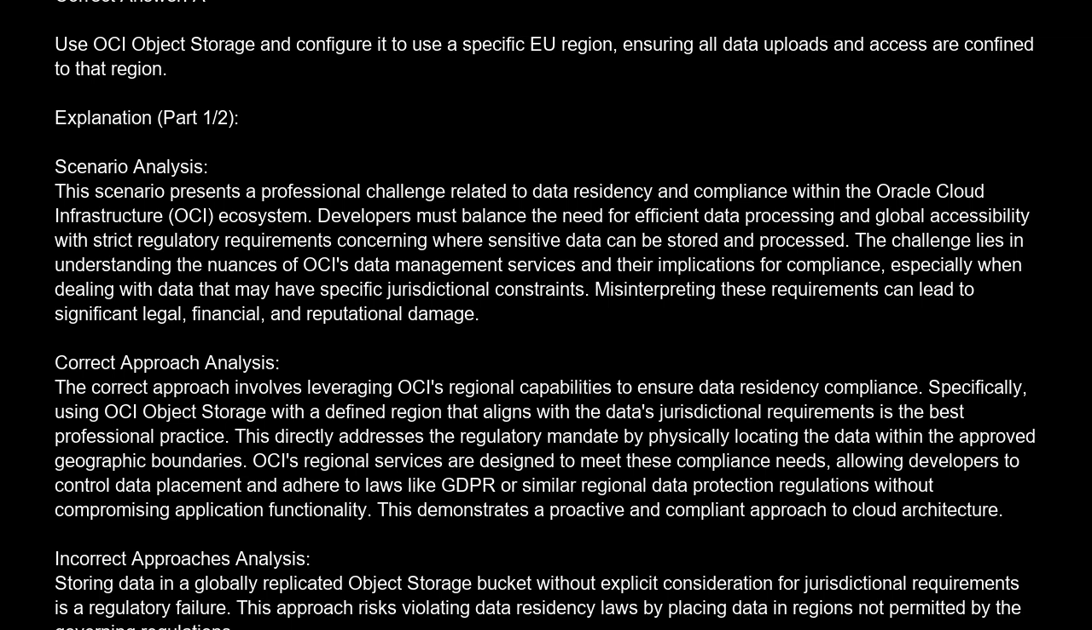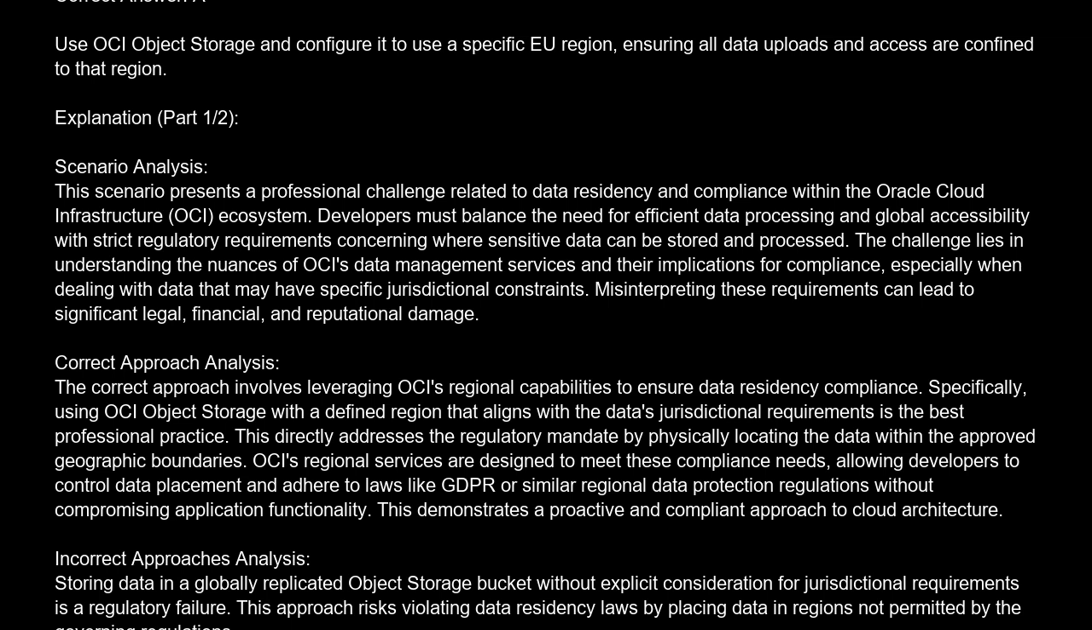Explanation: scenario analysis. This scenario presents a professional challenge related to data residency and compliance within the Oracle Cloud Infrastructure (OCI) ecosystem. Developers must balance the need for efficient data processing and global accessibility with strict regulatory requirements concerning where sensitive data can be stored and processed.